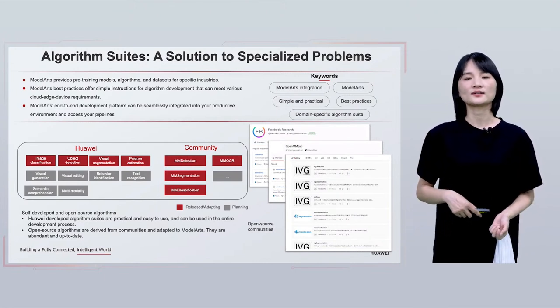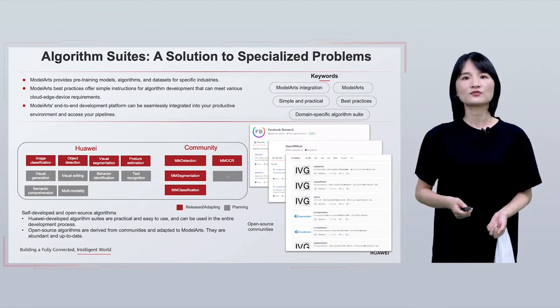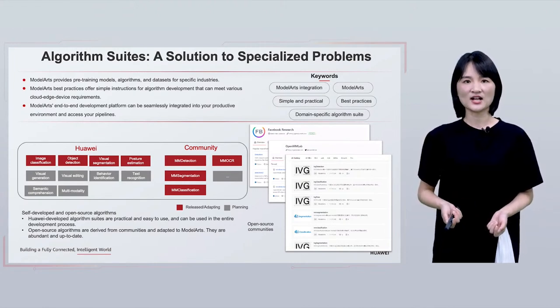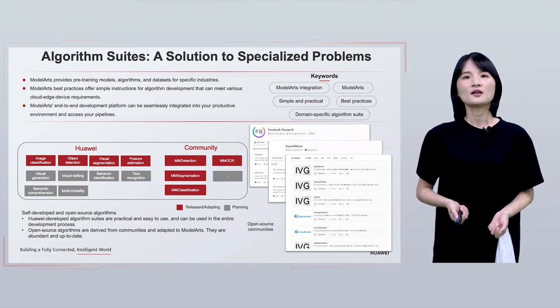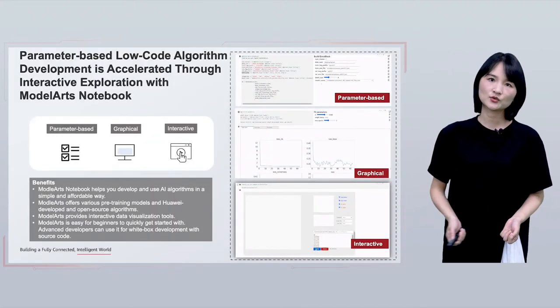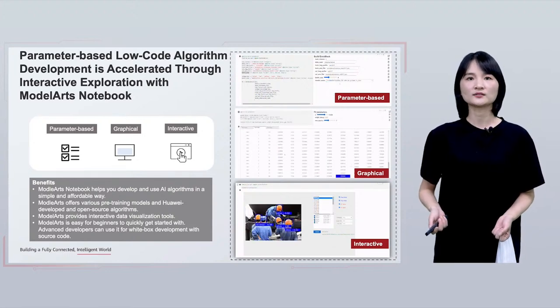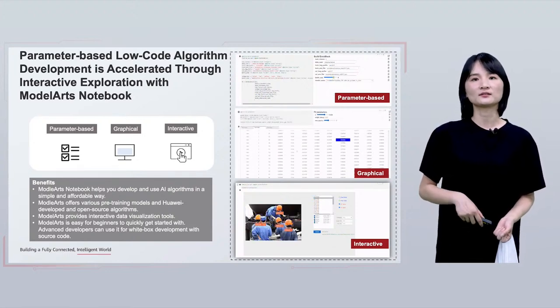For open source algorithms, we have completed non-intrusive adaptation of mainstream algorithm suites, such as MMDetection and MMOCR. The suites can be quickly loaded and run on Modas like Huawei-developed suites. Now you can use these tools and algorithms to explore and optimize your AI development.